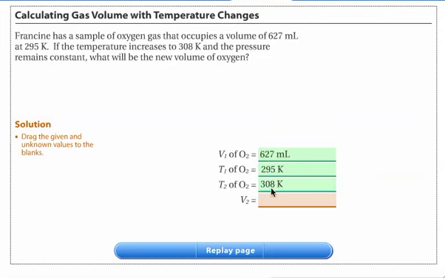So their new temperature is going to be 308 Kelvin, and I want to know what is the new volume. So what is the new volume?